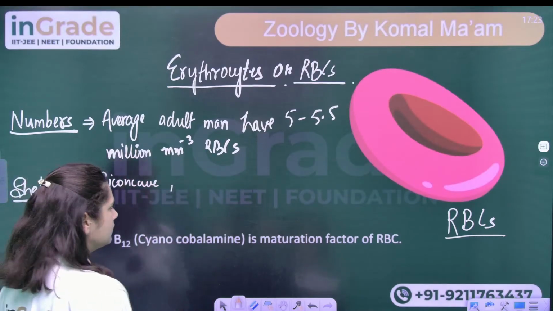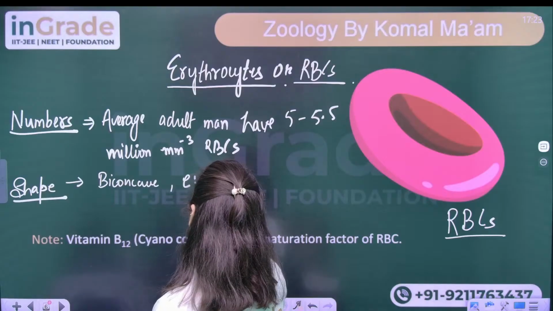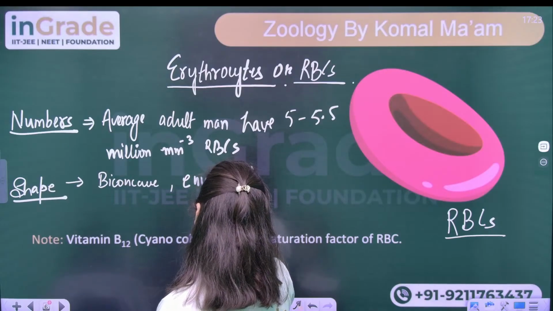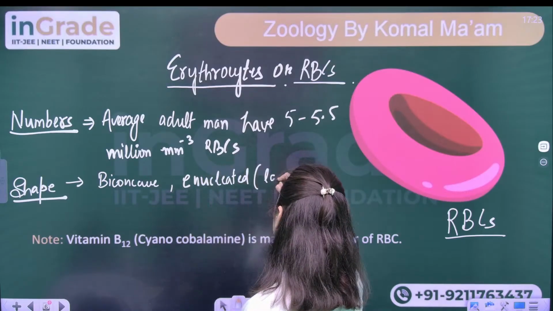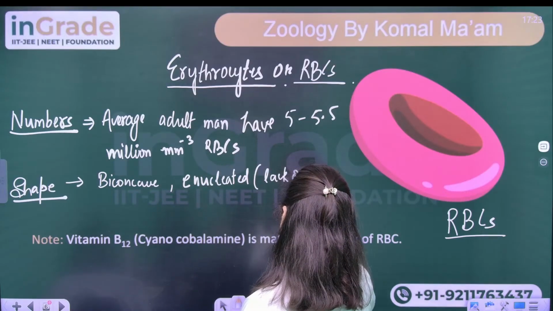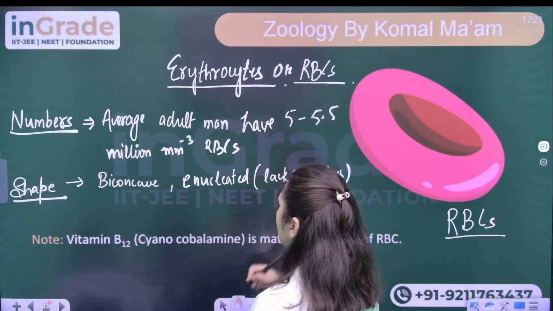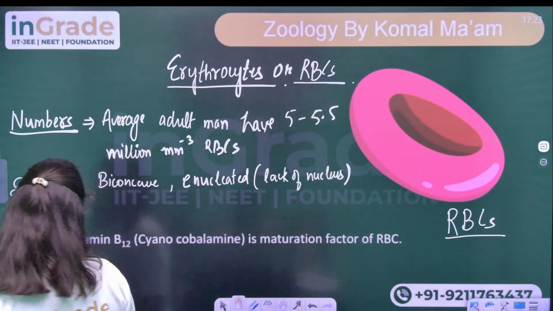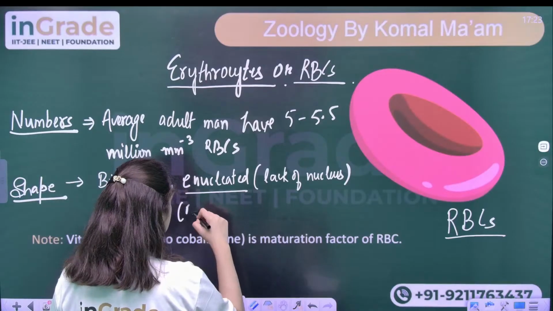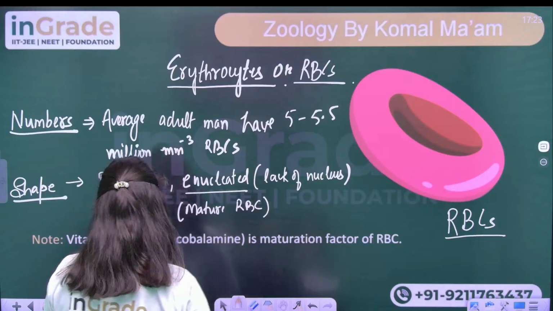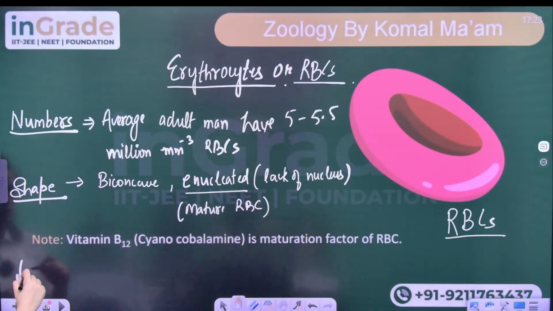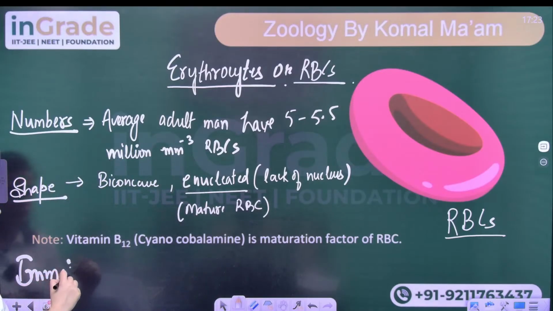Then it doesn't have a nucleus, so it is enucleated. Lack of nucleus. Okay, और न्यूक्लियस जो है, जो आपका मैच्योर आरबीसी है ना, मैच्योर आरबीसी में आपके पास न्यूक्लियस नहीं होता, बट जो आपके पास इमेच्योर आरबीसी होता है, इमेच्योर आरबीसी में न्यूक्लियस होता है.